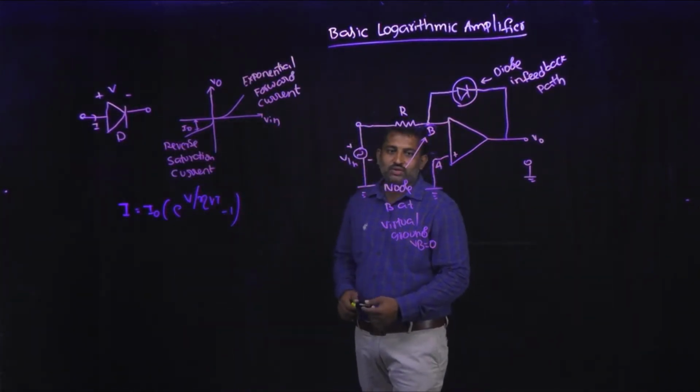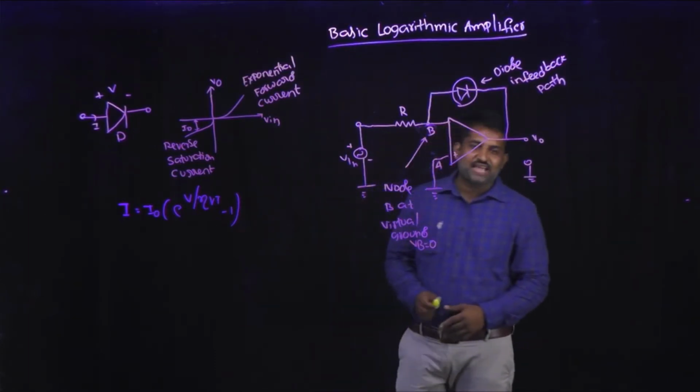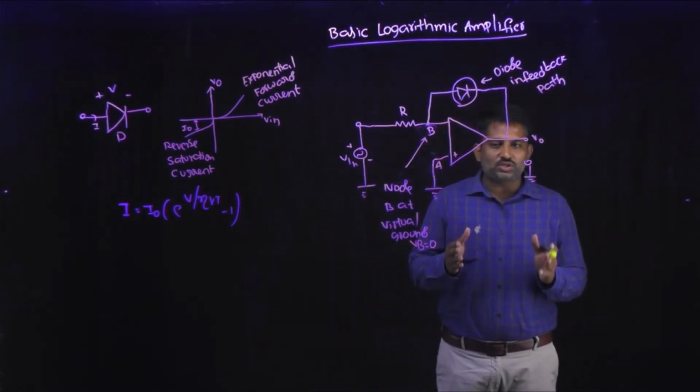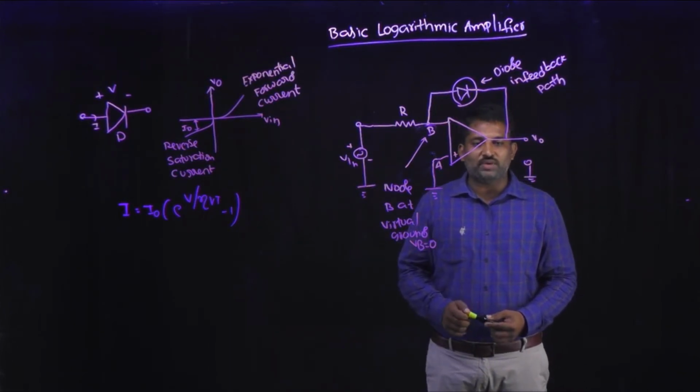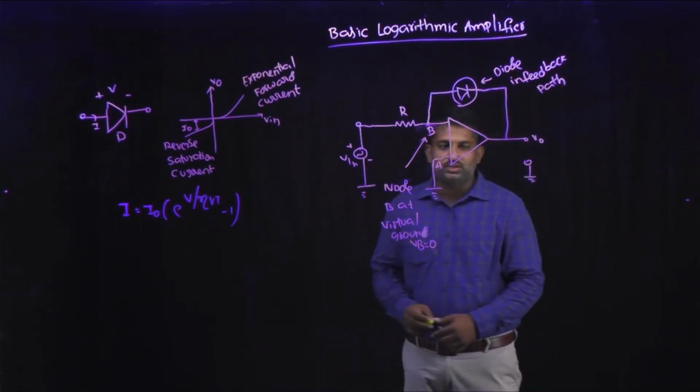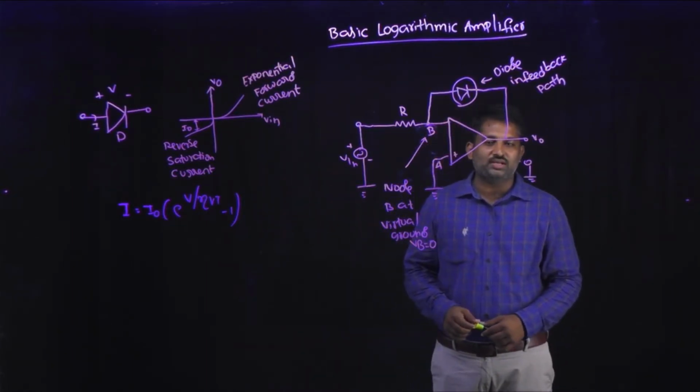equal to the diode current, I naught is the reverse saturation current, V is the voltage applied to the diode, and eta is equal to 1 for germanium and eta is equal to 2 for silicon, and Vt is the temperature equivalent voltage, where Vt is equal to K into T.